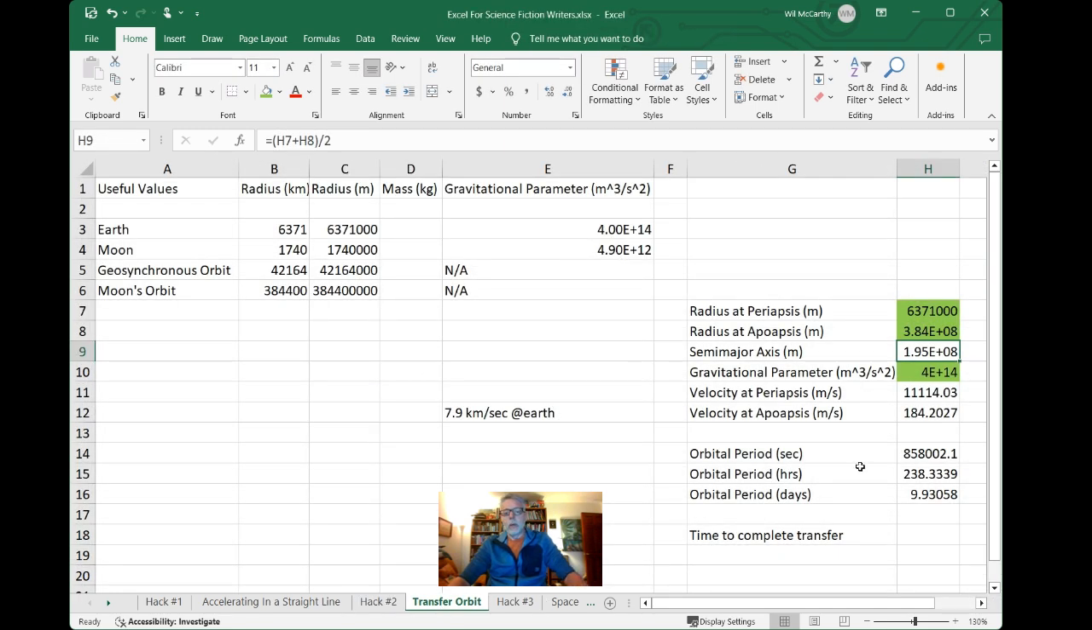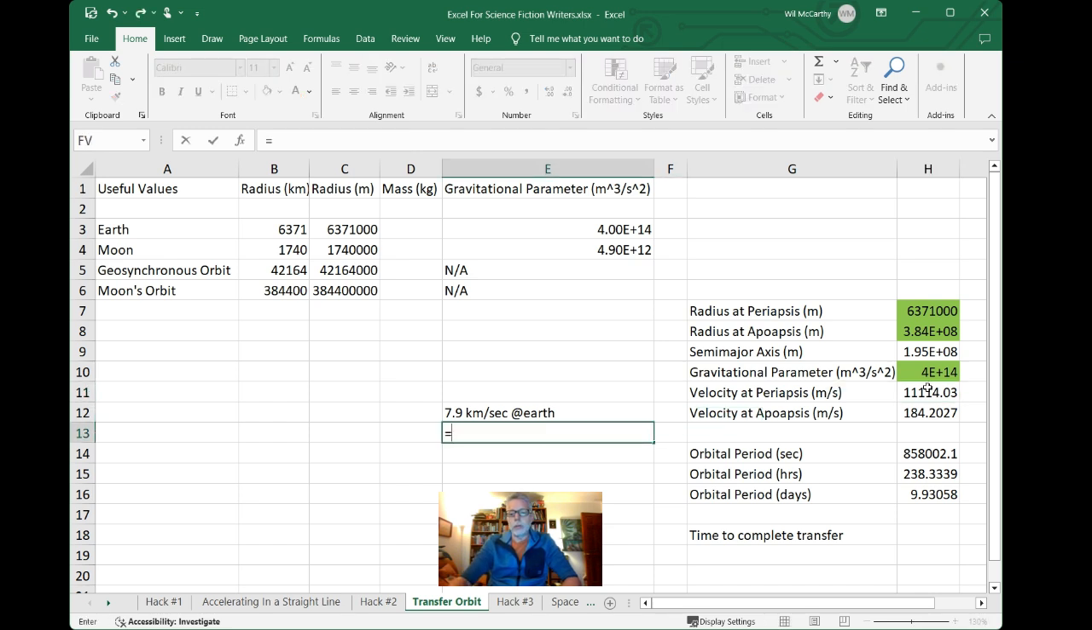Now, what we'll see here is that our velocity is much higher. Our velocity in meters per second is suddenly so large that we really want to know what it is in kilometers per second. So let's take that divided by 1,000. It's 11.1 kilometers per second. So 11.1 kilometers per second at transfer orbit.